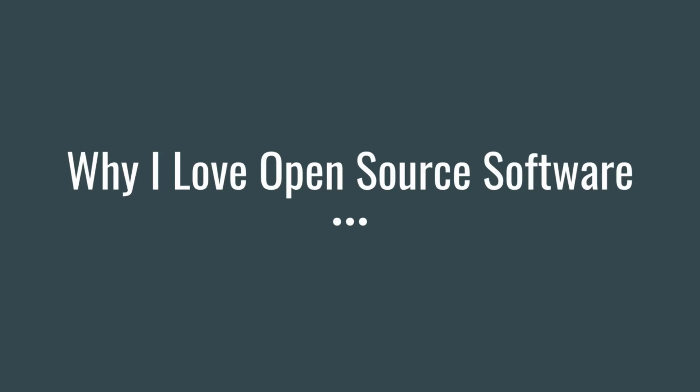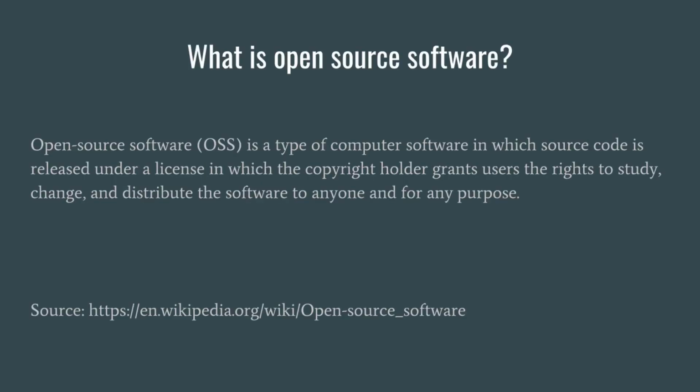So let's get right into it. First of all, what is open source, you might be asking? Open source is a type of computer software where the source code is released under a license, typically the GNU Public License, such as the GPL, or the MIT license, where the copyright holder grants users the right to study, change, and distribute the software to anyone and for any purpose.